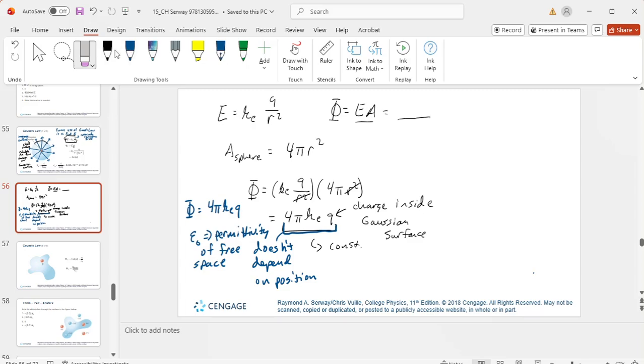What we do is we say that Coulomb's constant is equal to 1 over 4 pi times this permittivity constant. So in fact, the permittivity is more fundamental. The permittivity is more fundamental.